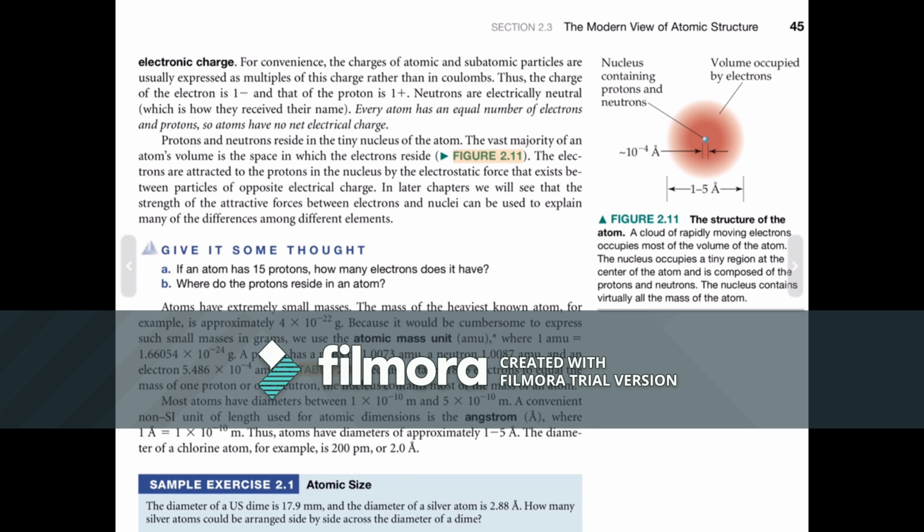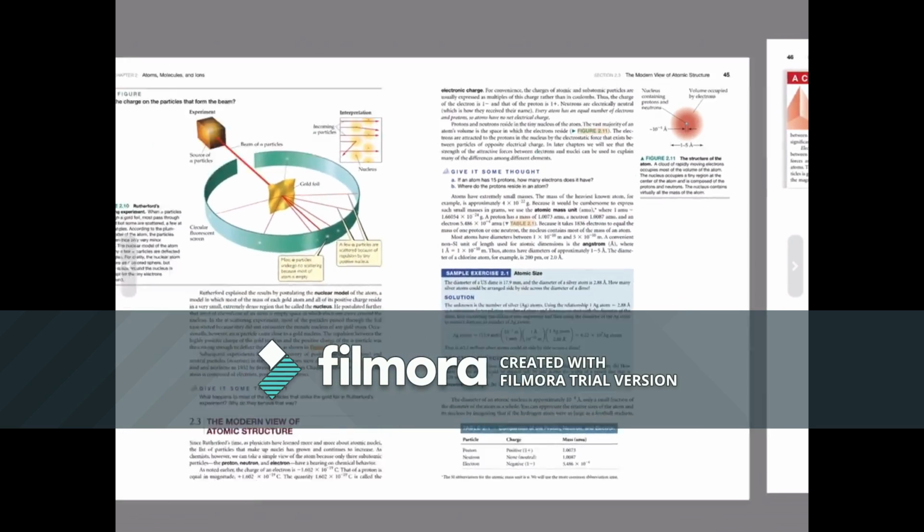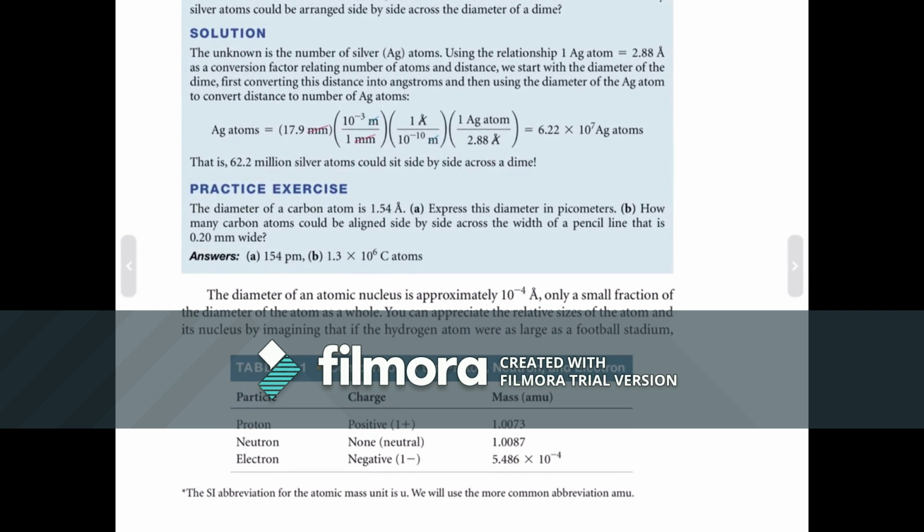Most atoms have diameters between 1 times 10 to the negative 10 meters and 5 times 10 to the negative 10 meters. A convenient non-SI unit of length for atomic dimensions is the angstrom, where 1 angstrom is 1 times 10 to the negative 10 meters. Thus, atoms have a diameter of approximately 1 to 5 angstroms. The diameter of a chlorine atom, for example, is 200 picometers, or 2 angstroms. The diameter of an atomic nucleus is approximately 10 to the negative 4 angstroms, only a small fraction of the diameter of the atom as a whole.